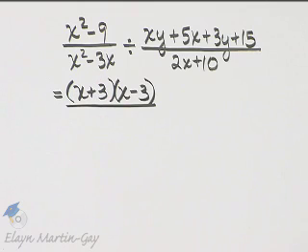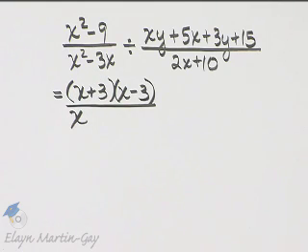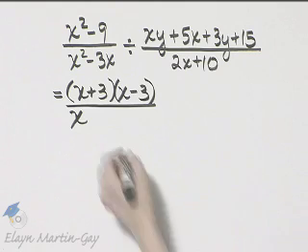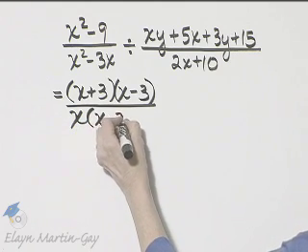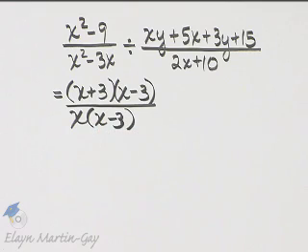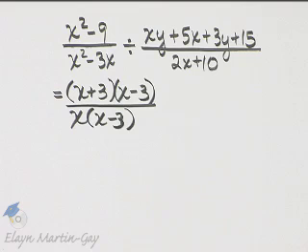There's a common factor of x that I can factor out. Don't forget that factoring out a common factor, if there is one, other than 1 or negative 1, is the first step in factoring any polynomial. That's x squared minus 3x. I can factor no further.